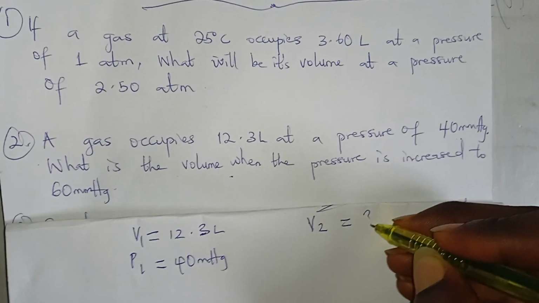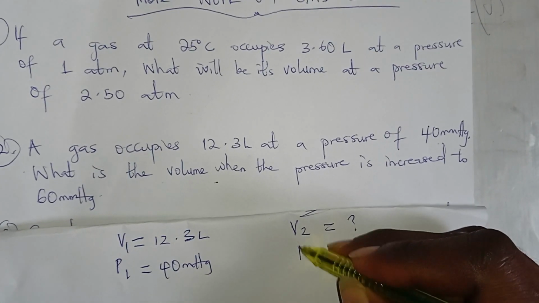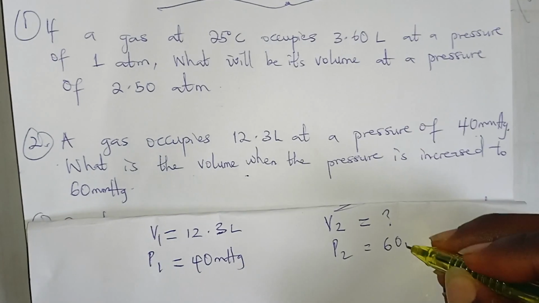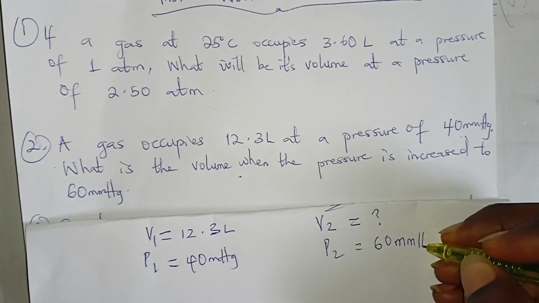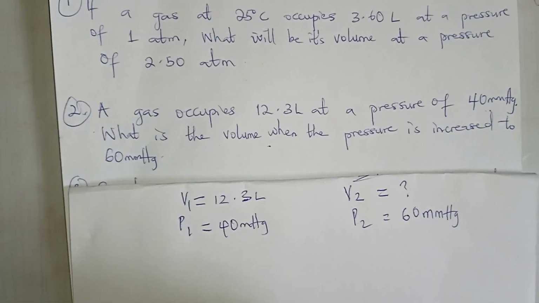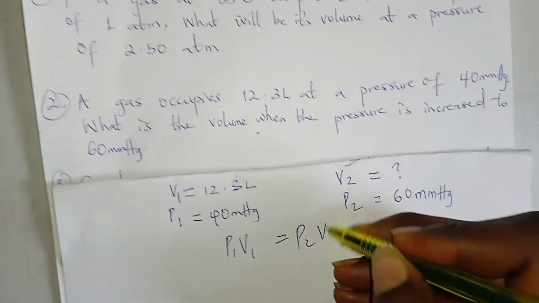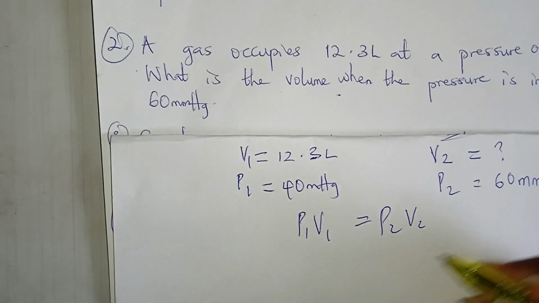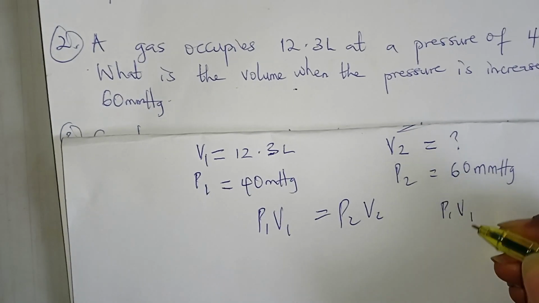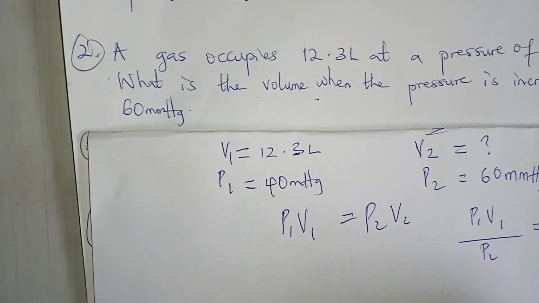V2 is equal to unknown. We don't know it. Now, they say when the pressure is increased. So, P2 increase, change, state function. P2 is equal to 60 millimeter mercury. So looking at this, the only things we have is volume and pressure. That means it's the same thing as Boyle's law. P1 V1 equals P2 V2. To find V2, make V2 subject of the formula by dividing both sides by the coefficient of V2. So that we have this.